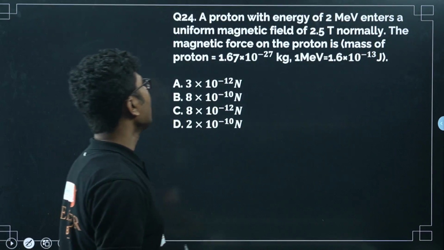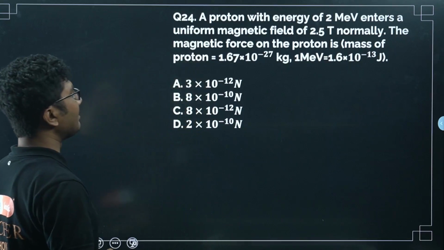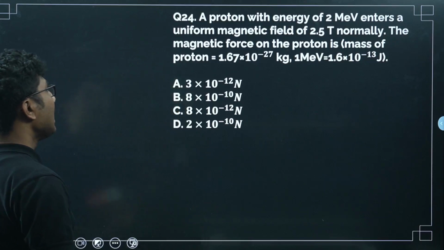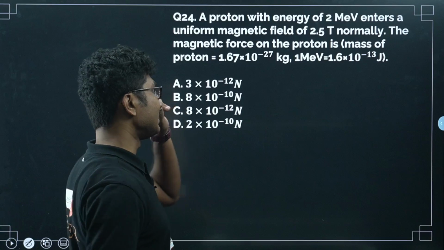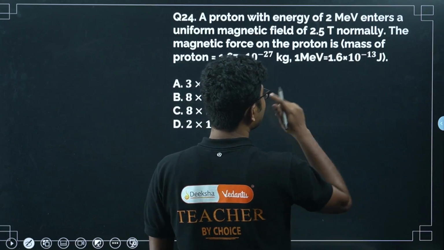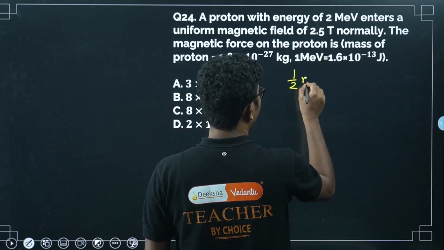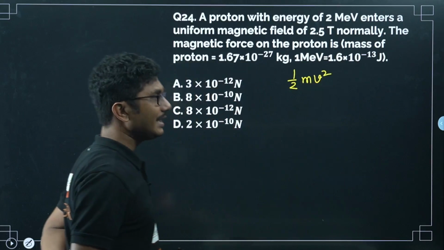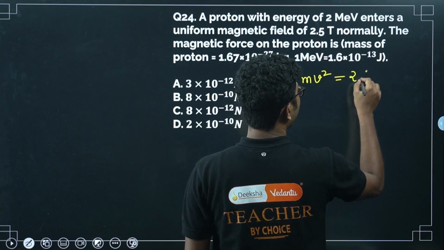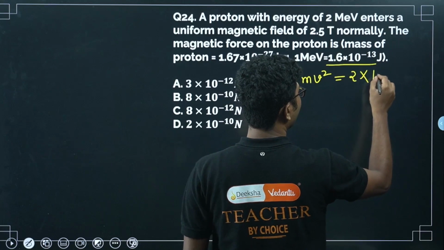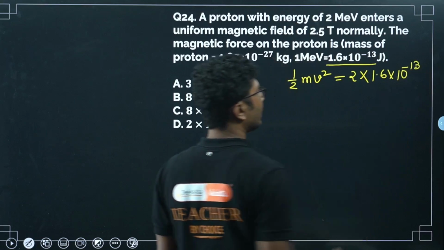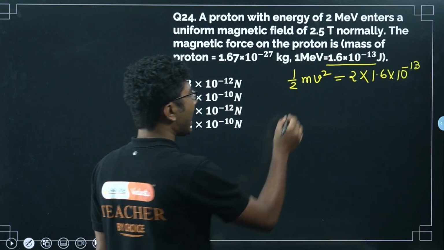Now question 24: a proton with energy of 2 MeV enters a uniform magnetic field of 2.5 Tesla normally. The magnetic force on the proton is... It is a slightly longer question. So we know that energy is basically half mv square, and it is given as 2 MeV. Now 1 MeV is also given as 1.6 times 10 to the power of minus 13 joules. So you have to put these values back to back and calculate v.